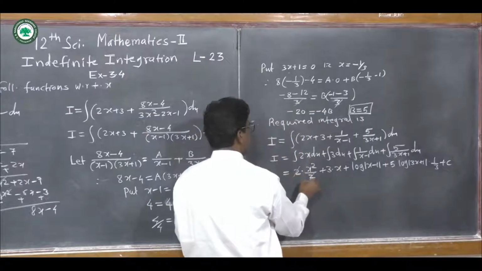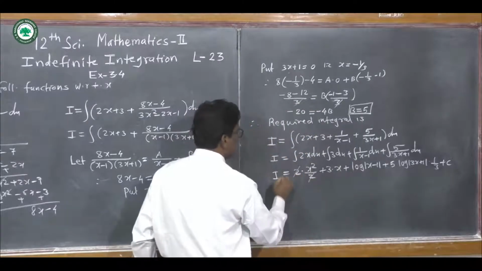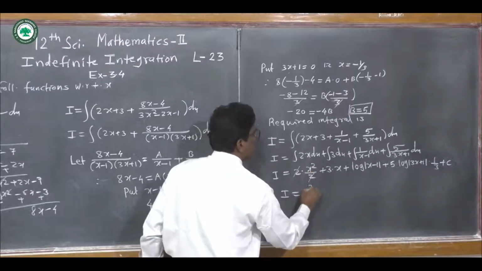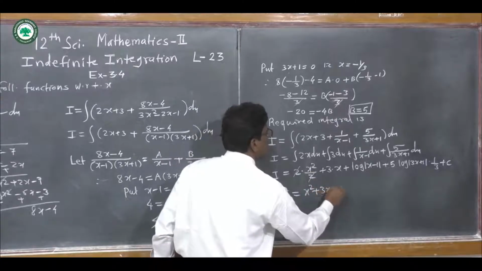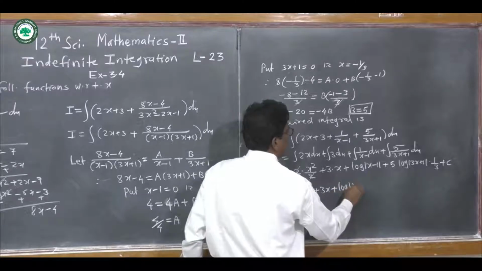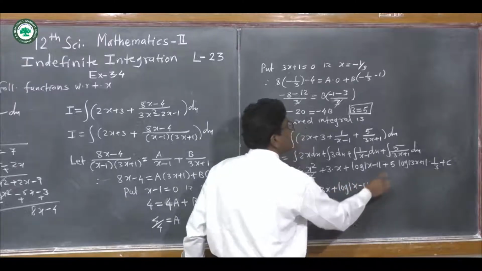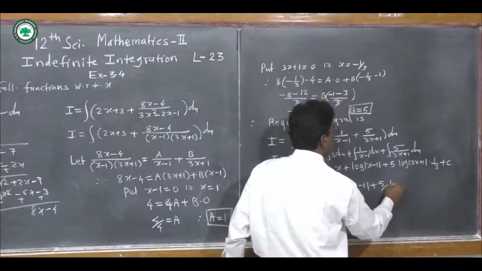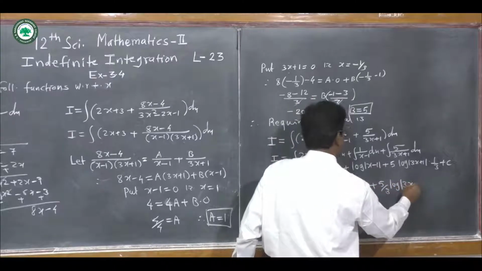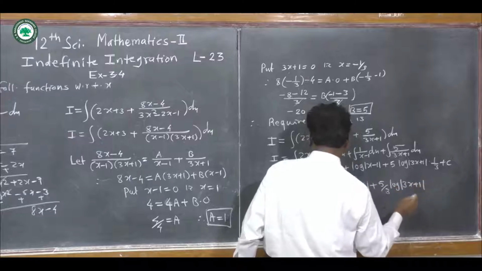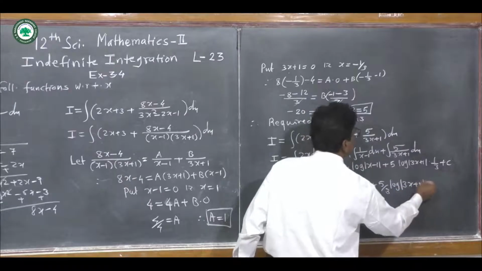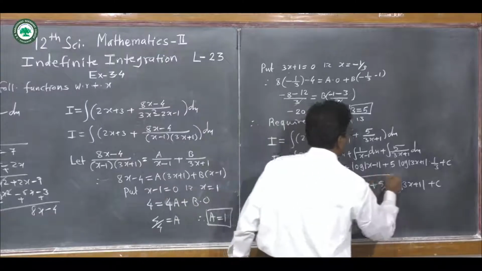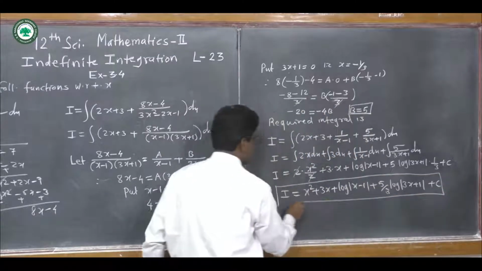And so the final solution is I is equal to, this 2 and 2 get cancelled, I is equal to x square plus 3x plus log of x minus 1 plus 5 into 1 upon 3, that is 5 upon 3 into log of 3x plus 1 plus constant of integration. So this is the final solution. Highlight this solution and take the screenshot.